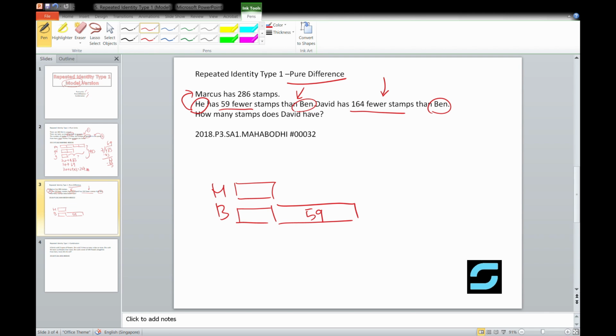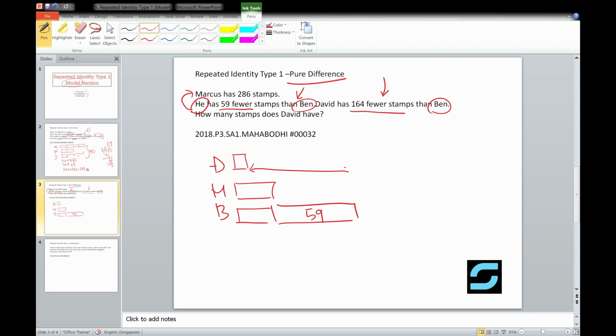David has 164 fewer than Ben, so David is smaller than Ben. And judging by number, David is actually way smaller than Marcus. So the rule is you do not change who you have already drawn. You do not make Ben smaller or bigger. You just adapt David to whatever you've already drawn.